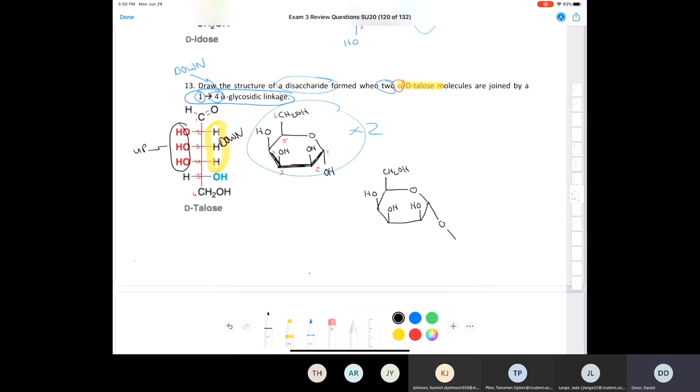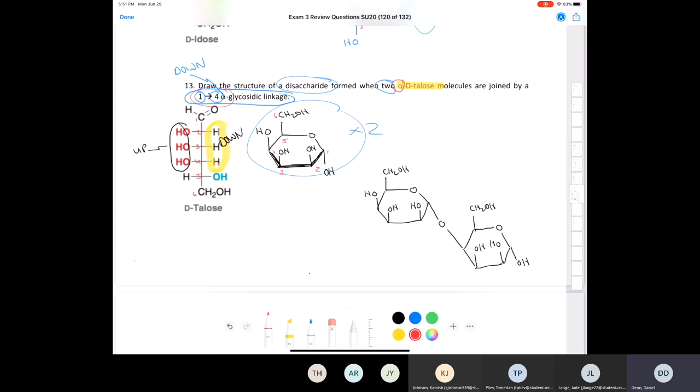And then it's going to be linked to carbon 4 of another D-talose molecule. Here's carbon 4, right? So I'm going to draw another D-talose molecule, and it's going to be attached at carbon 4. There we go, like that. Okay, with my CH2OH. I'm going to put my alpha down here like this. So this is my alpha 1,4 glycosidic linkage.